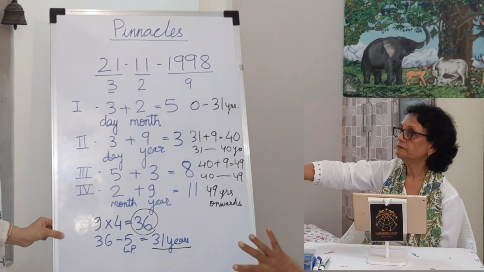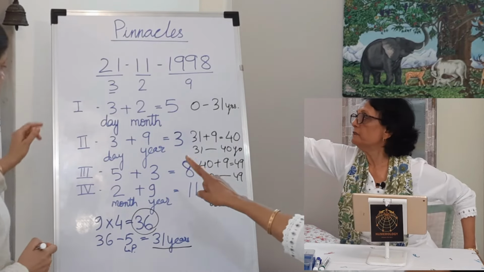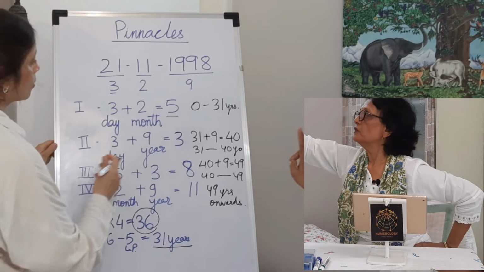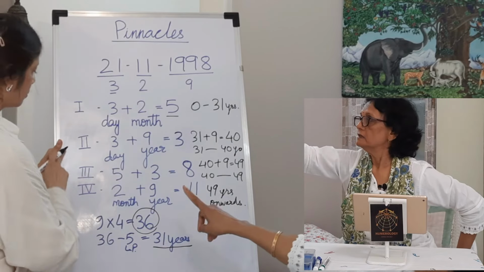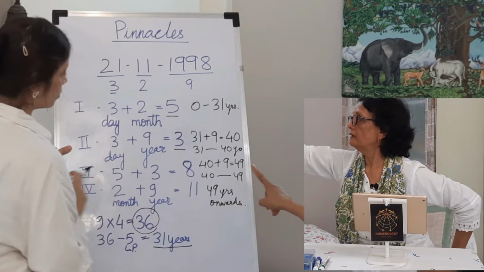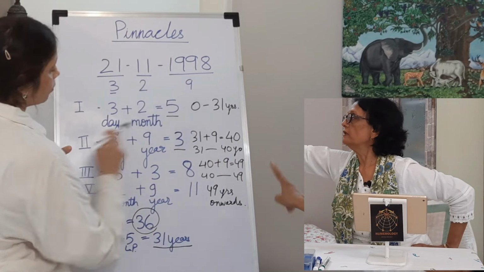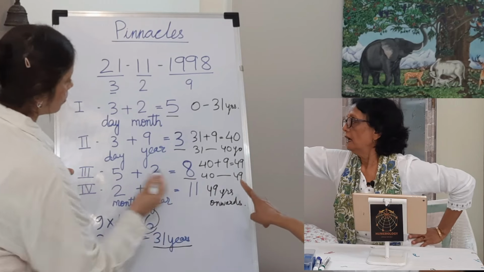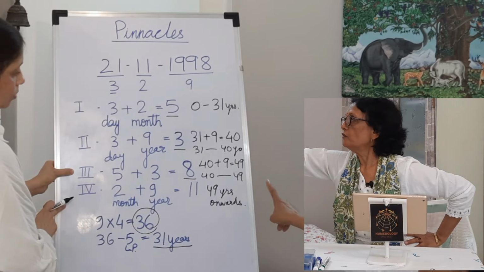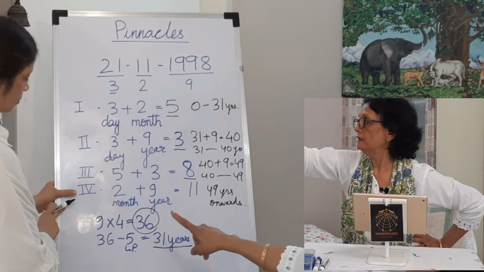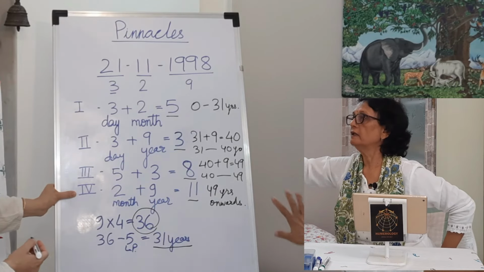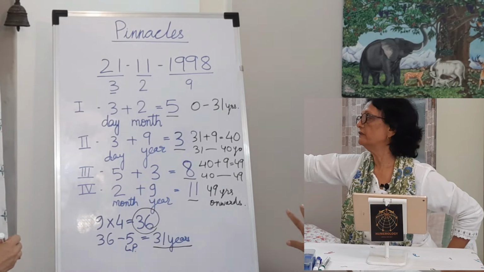Now you have understood? Yes, ma'am. So the first pinnacle is 5 and the time period is 0 to 31 years. Second pinnacle is 3 and the time period is 31 to 40. Third pinnacle is 8 and is from 40 to 49 years. And the last pinnacle is 11 which is 49 onwards, till you leave the body.